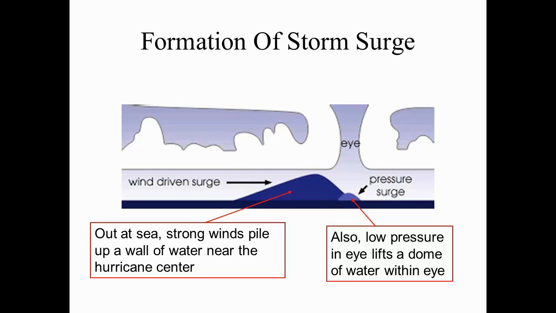Storm surges are associated with incoming hurricanes. There are two reasons for the formation of a storm surge. Out at sea, strong winds pile up a wall of water near the hurricane center, basically the eye. In addition, the eye is a center of intense low pressure, and this has the effect of lifting a dome of water within the eye. So you have both a pressure surge and a wind-driven surge combined that forms the overall storm surge out at sea.